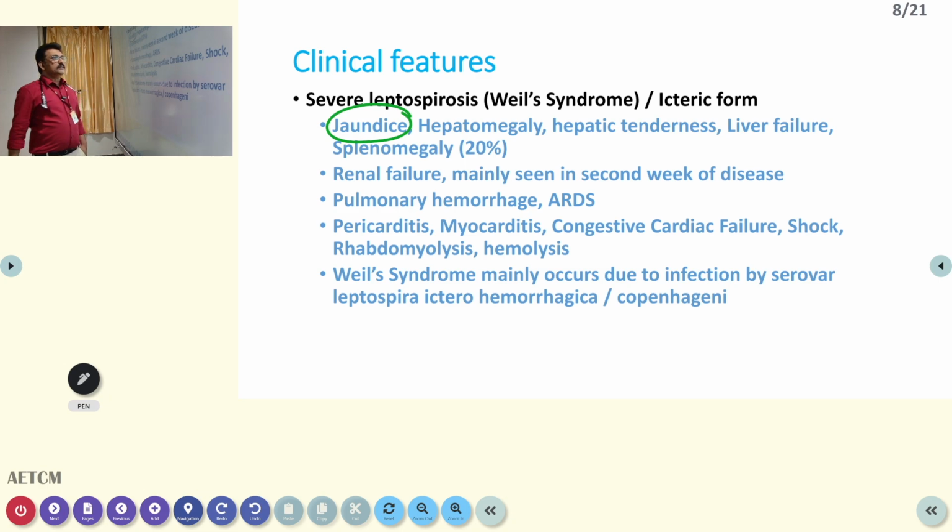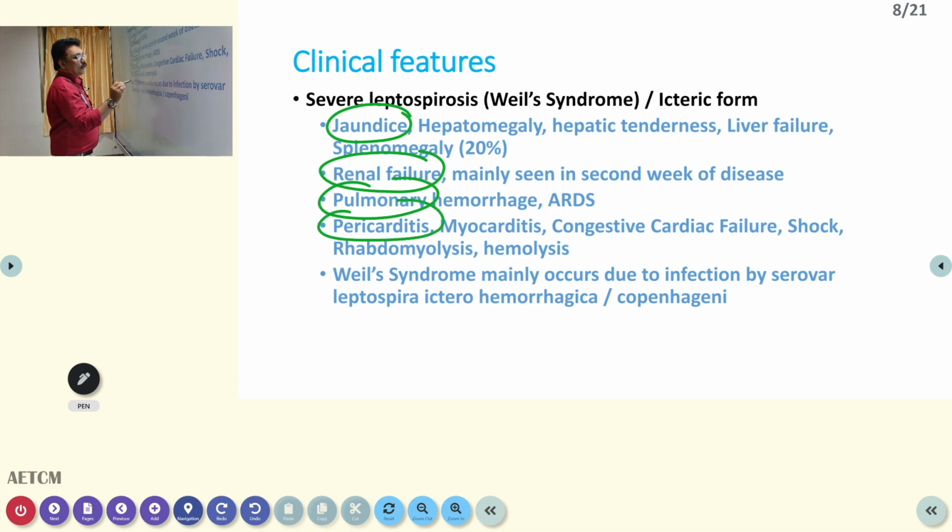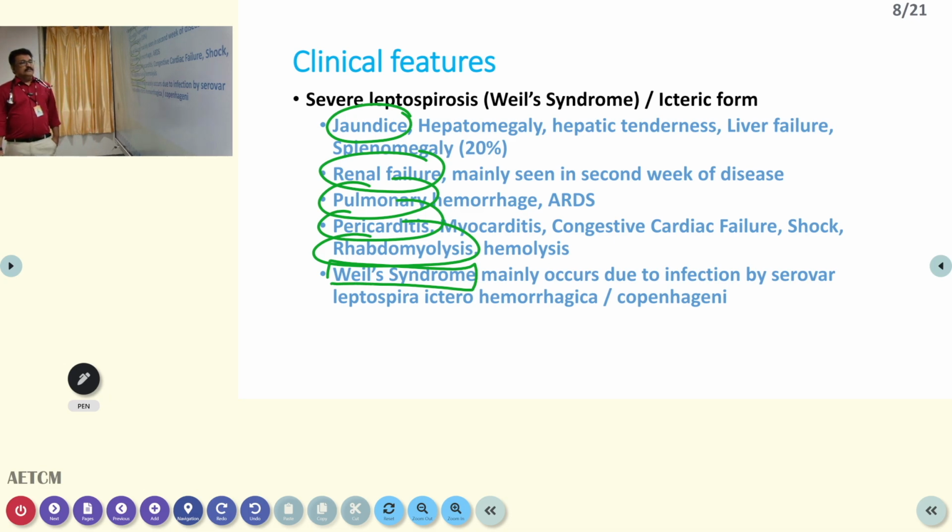Almost all organs in our body can be involved, like the kidney, lungs, heart, and muscles. All these things can be there. If all these things are there, then we call it Weil's syndrome. Syndrome means a group of features. So if the heart is involved, liver is involved, kidney is involved, and muscles are involved, then we call it Weil's syndrome. Otherwise, it's only leptospirosis or Weil's disease.